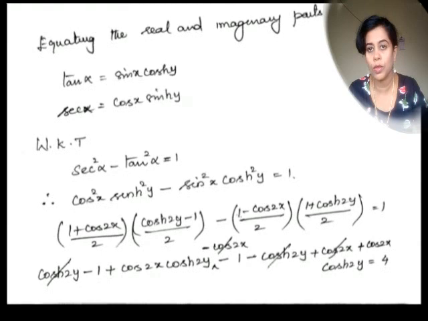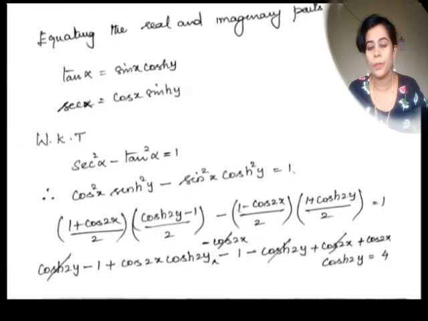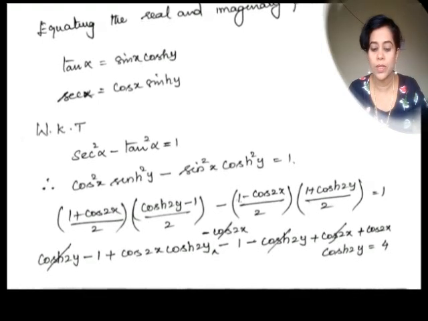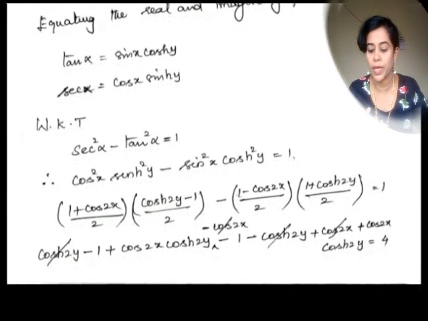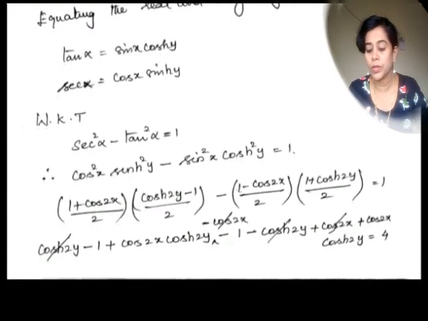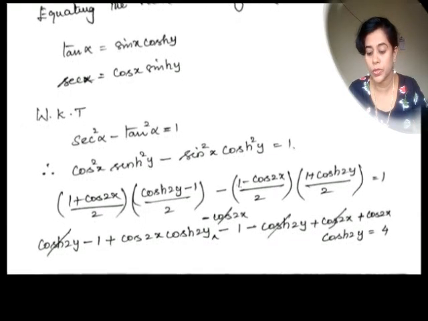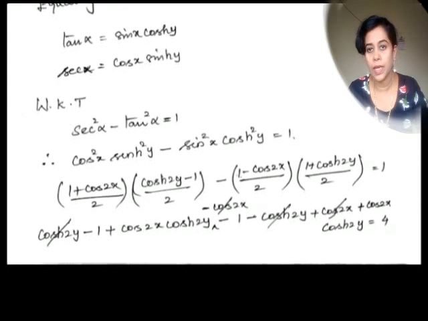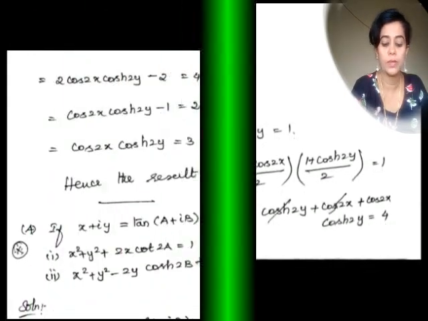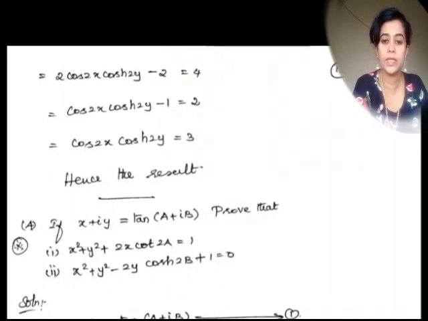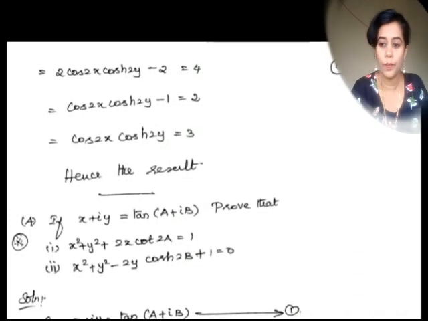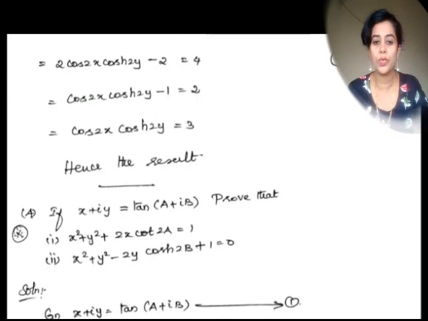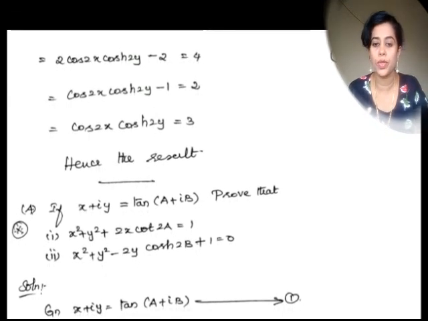so 2 into 2 is 4, taking 4 to the right hand side, we are getting 1 plus cos 2x into cos h2y minus 1, minus 1 minus cos 2x into 1 plus cos h2y, equal to 4. And multiplying and simplifying, cancelling certain terms, we are getting 2 cos 2x cos h2y minus 2 equal to 4.